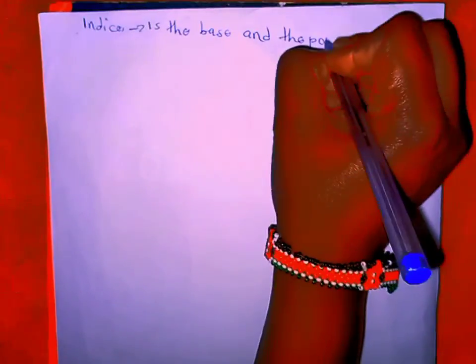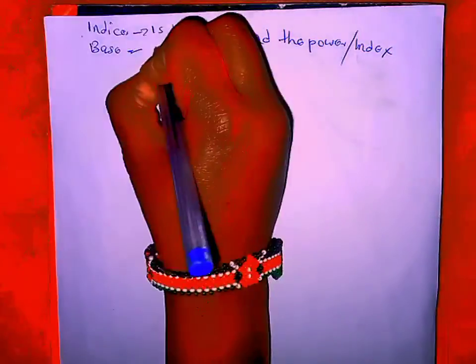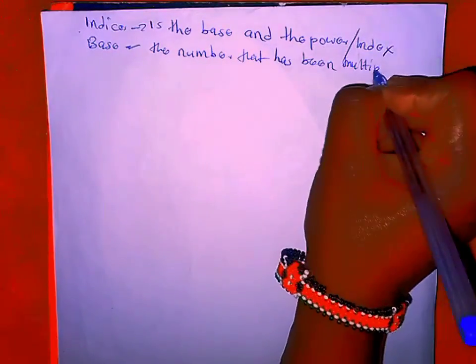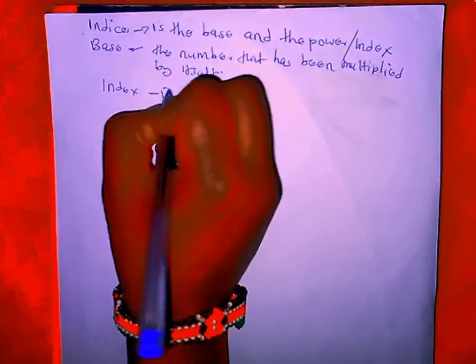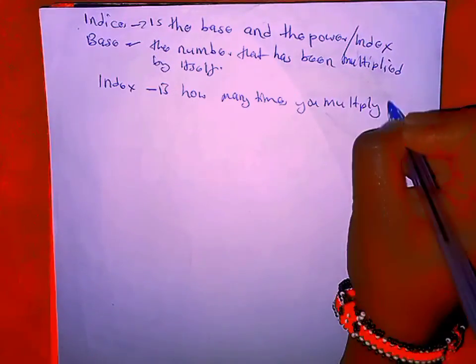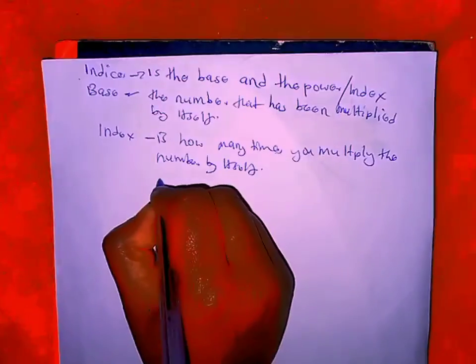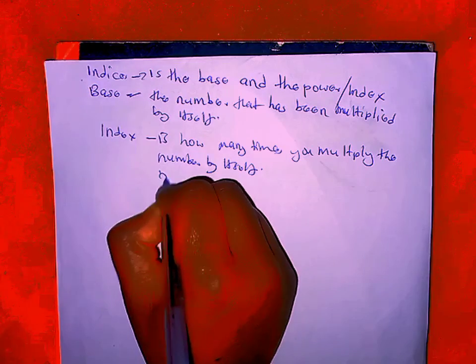Today we're going to learn about indices. Indices is the base and the power, or index. Base is the number that has been multiplied by itself. Index is how many times you multiply the number by itself.